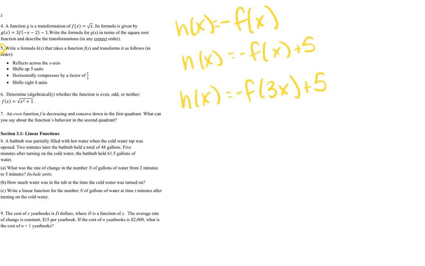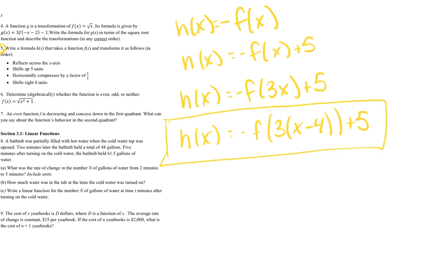So shifting right 4 means we're moving our graph to the right, and we're on the inside. We're thinking left and right. We're thinking x-axis. So we're going to put that on the inside and we're going to flip our sign, right? Even though we're shifting right, we're really going to subtract this 4. So we have h of x equals negative f times 3. We need that parentheses, x minus 4. And we still want to keep that plus 5. So this is our final function for h of x.